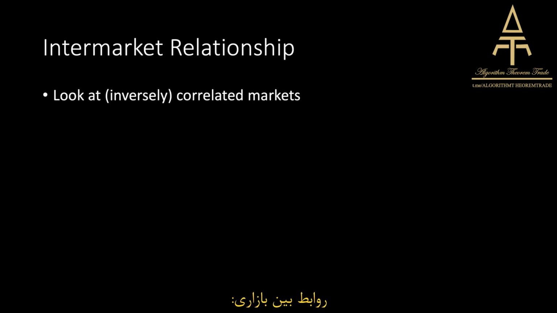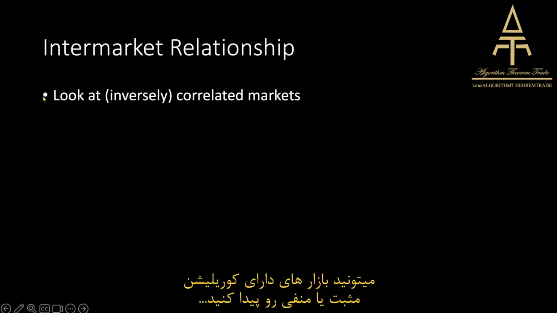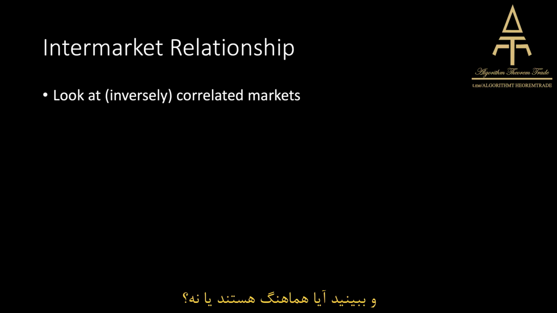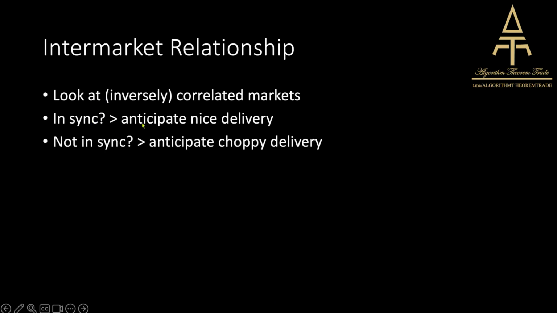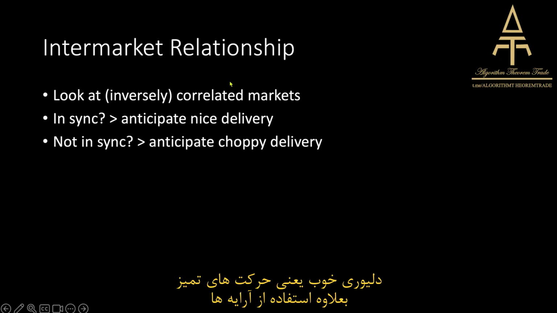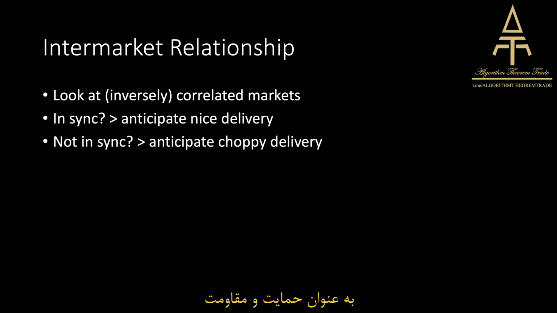Intermarket relationship. First of all, you need to look at correlated markets or inversely correlated markets to determine whether or not these markets are moving in sync. If they are moving in sync, we can anticipate nice delivery. If they are not in sync, we can anticipate choppy delivery. Nice delivery being very clean runs with a lot of PD arrays acting as resistance or support on price.